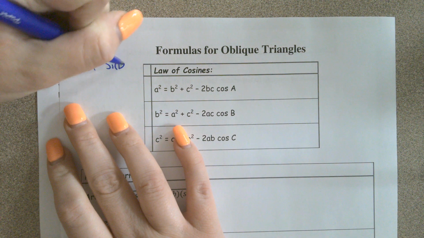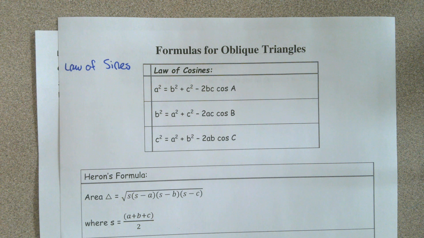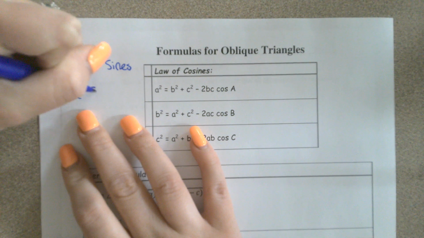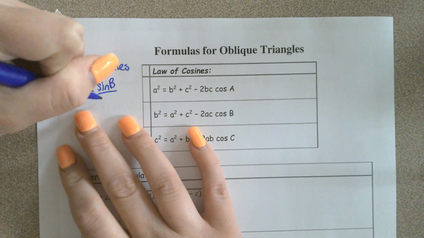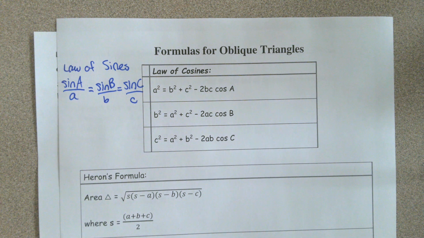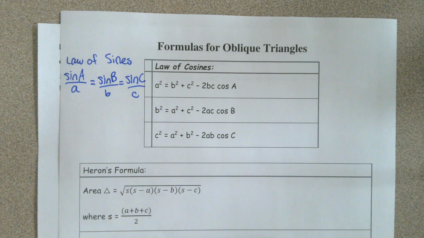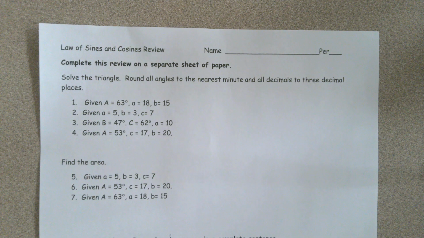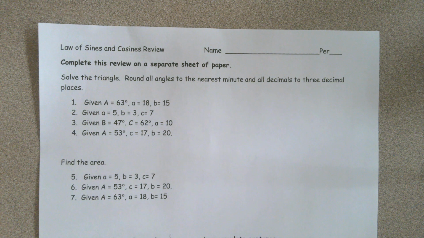So this is something you will be required to remember for the test. We know it's sine of A over a equals sine of B over b equals sine of C over c. That's the rule. So I'll keep that handy as I go. And we will obviously be doing these on a separate sheet of paper, how much space they take up.